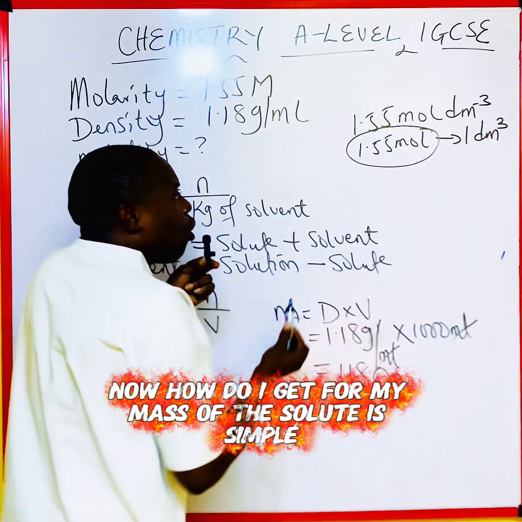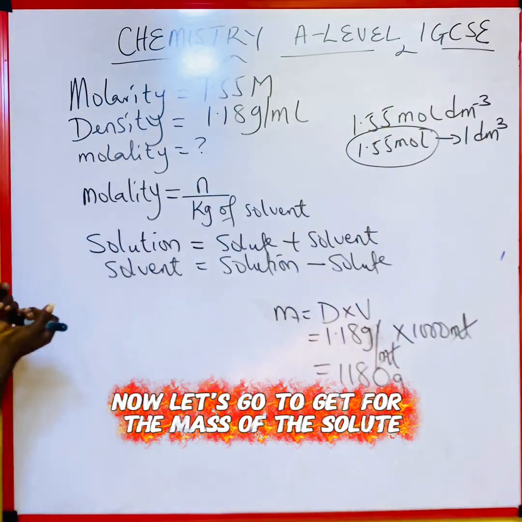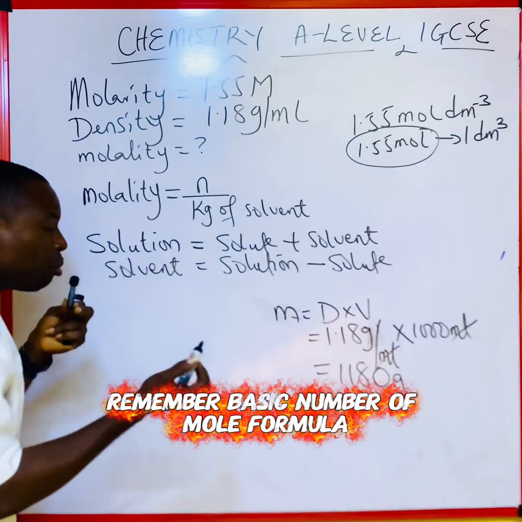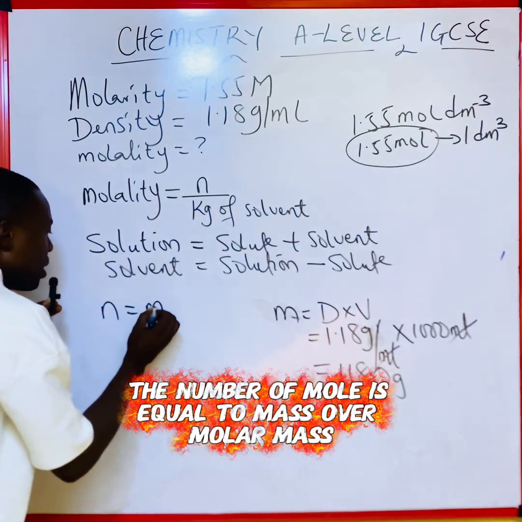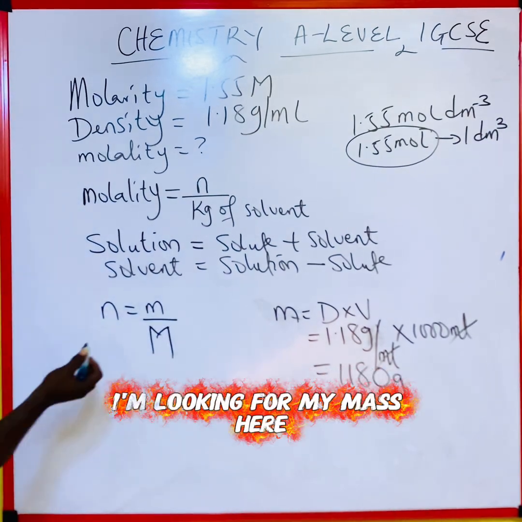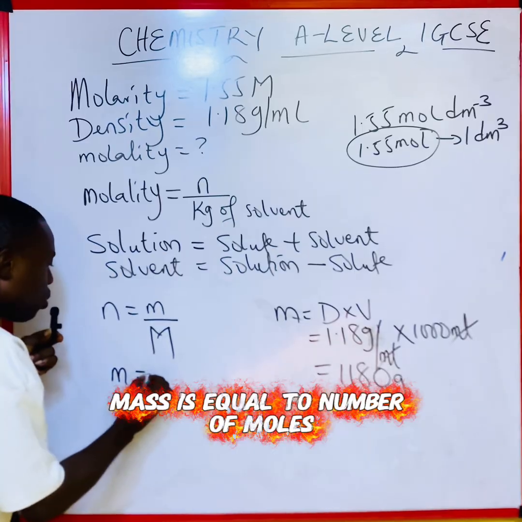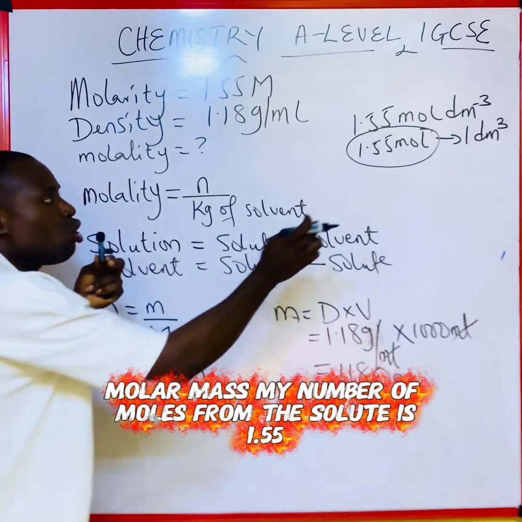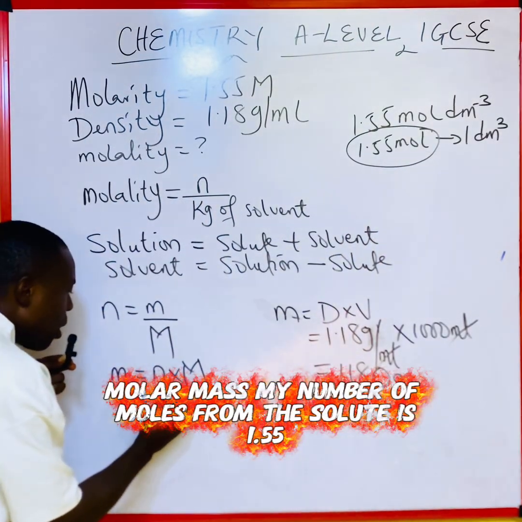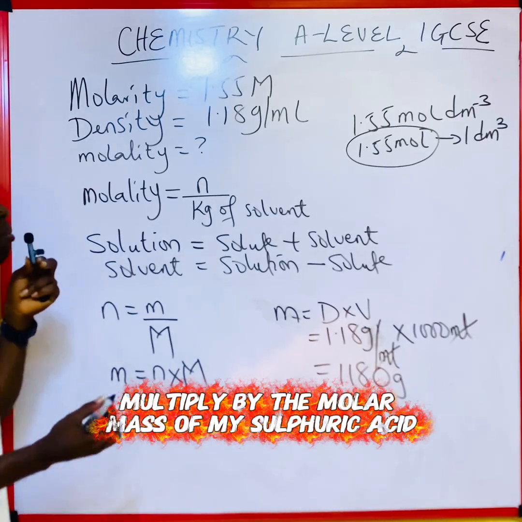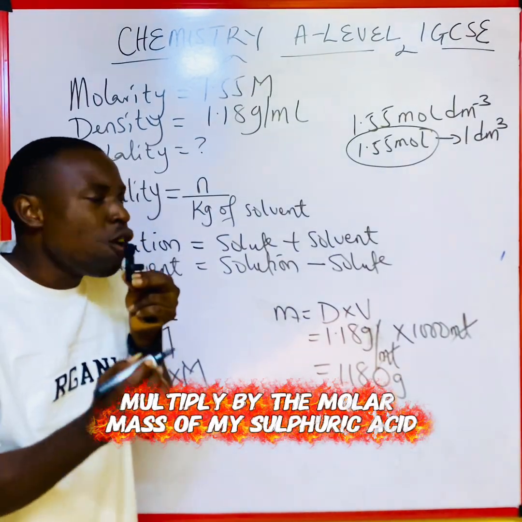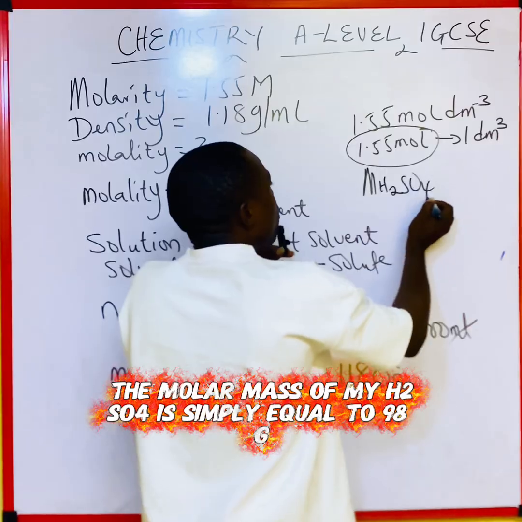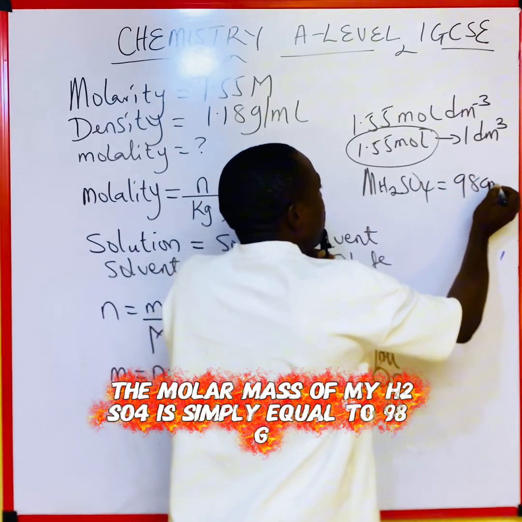Now, how do I get for my mass of the solute? It's simple. To get the mass of the solute, remember the basic number of mole formula: number of mole is equal to mass over molar mass. I'm looking for my mass here. Mass is equal to number of moles multiplied by my what? Molar mass. My number of moles from the solute is 1.55 multiplied by the molar mass of my sulfuric acid, which is my H₂SO₄. The molar mass of my H₂SO₄ is simply equal to 98 gram per mole.